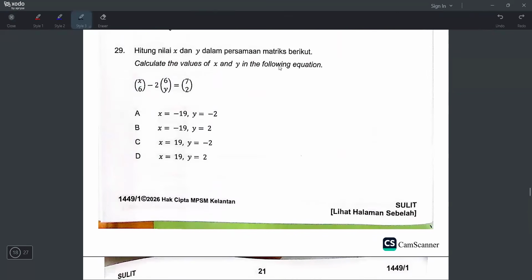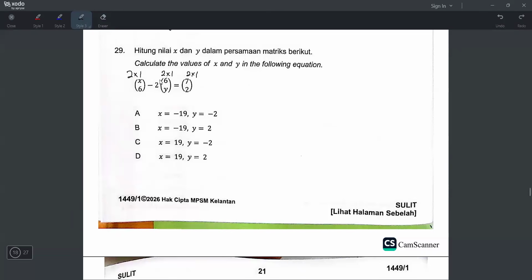29, calculate the values of x and y in the following equation. This looks like a matrix question. So when we do matrix addition and subtraction questions, we have to check the order. The order has to be exactly the same. So this is how many rows? Two rows, one column. In Bahasa Melayu, row is baris, right? Correct me if I'm wrong, but I think row is baris. So this is two rows, one column.